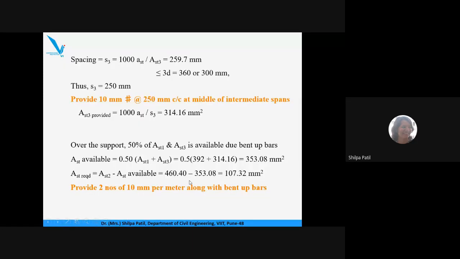Other than the 50% bars bent up, we have to provide 2 more bars of 10 mm diameter per meter along with the bent up bars at both the supports. Is it clear? This is very important, guys, because you're designing a continuous beam. Understanding of this particular aspect is very important. Is it clear to everybody?